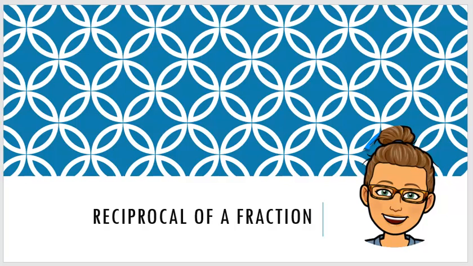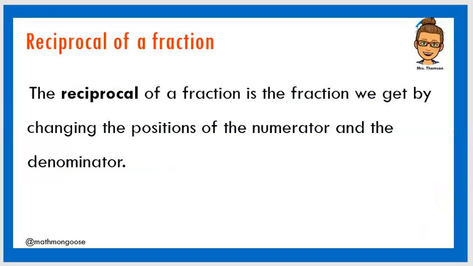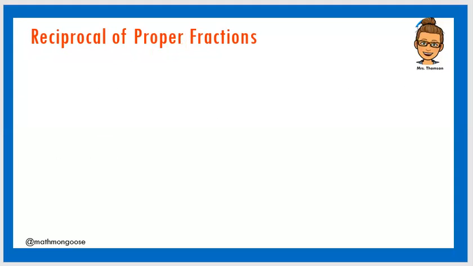Okay, everyone, here's a quick reminder of what is the reciprocal of a fraction. So today we're looking at the reciprocal of a fraction. All right, so the definition for reciprocal of a fraction, which I think you should pause the video and write in your notebook, is the reciprocal of a fraction is the fraction we get by changing the positions of the numerator and the denominator. So what we're really doing is just flipping the fraction upside down. If you think about it that way, the number that's the numerator becomes the denominator, and the number that is the denominator now becomes the numerator. All right, so let us look at some examples.